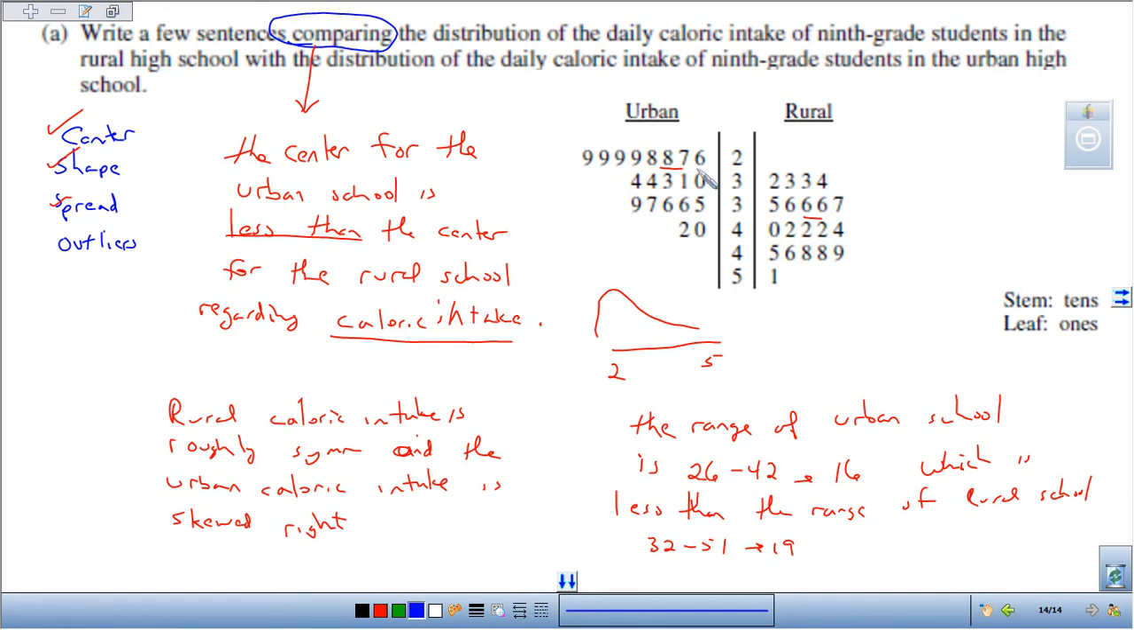There don't appear to be any outliers here in urban, and there don't appear to be any outliers in rural, so we can just say no outliers are apparent.